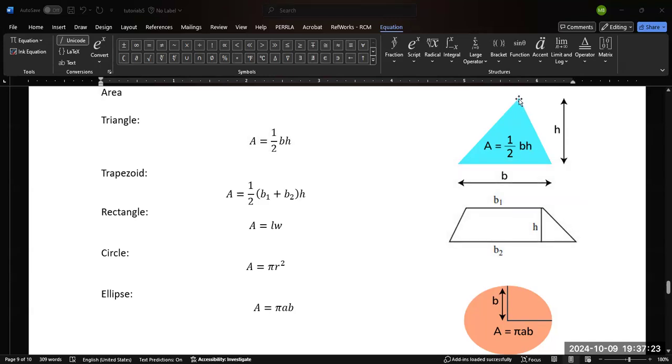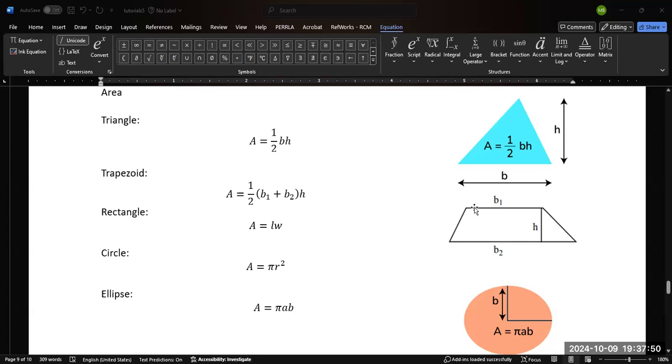So the height is the perpendicular distance from one edge to the bottom to the opposite side. Again, it should meet that bottom side with a right angle. As long as you have the length of the side that your height is perpendicular to, it can actually be any height of this triangle, but typically it's given in the sort of upright position.